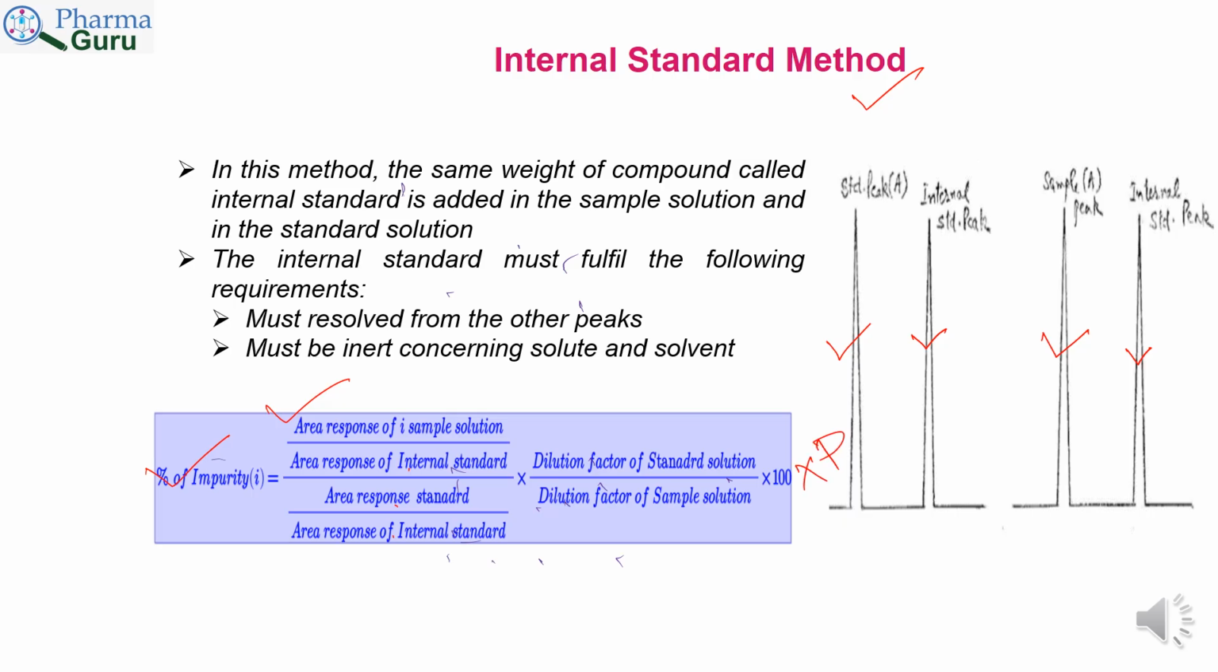Please keep in mind, weight of standard is not used in the calculation. Secondly, keep in mind, internal standard is used to reduce injection error. Since in GC we are generally injecting 0.1 microliter or 0.